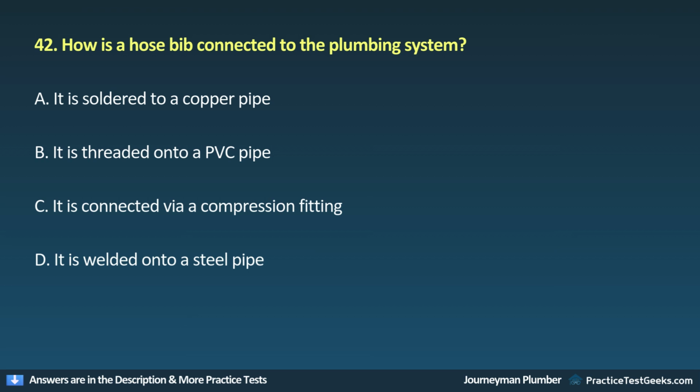42. How is a hose bib connected to the plumbing system? A. It is soldered to a copper pipe. B. It is threaded onto a PVC pipe. C. It is connected via a compression fitting. D. It is welded onto a steel pipe.